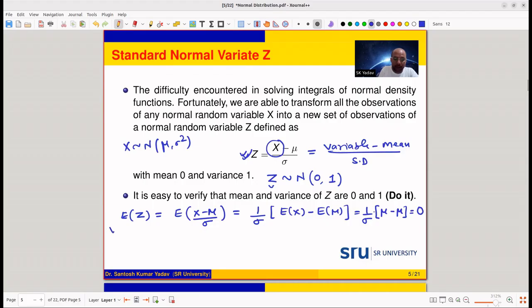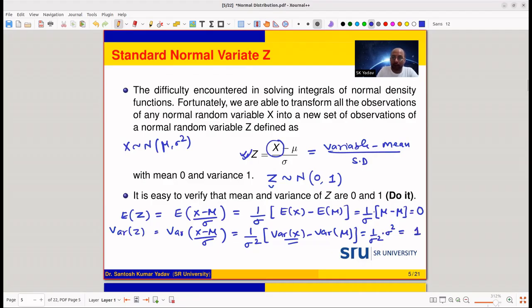Similarly, you can find the variance of Z, which means variance of x minus mu upon sigma. By the definition of variance, 1 upon sigma is a constant, so it will come outside as squared. And then in the bracket, we have variance of x minus variance of mu. So now this is 1 upon sigma square into variance of x, which is sigma square here. And because mu is a constant, the variance of a constant is 0. So I have now here 1.